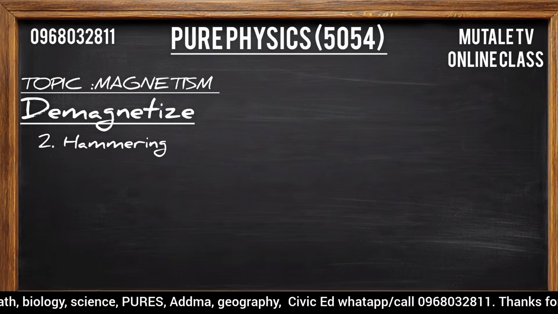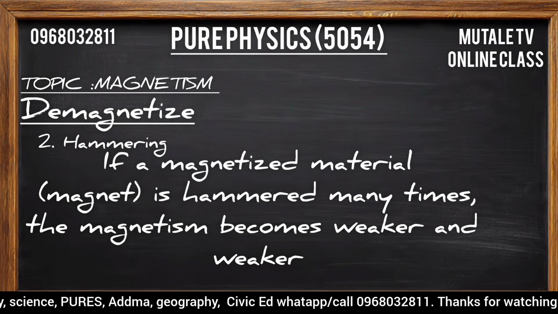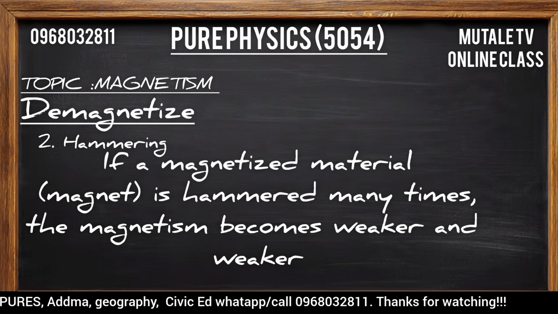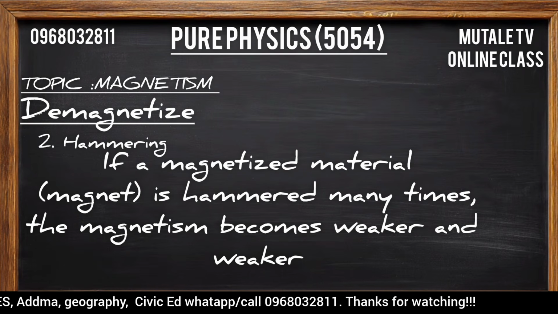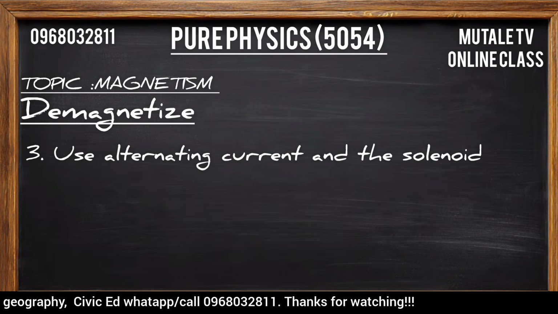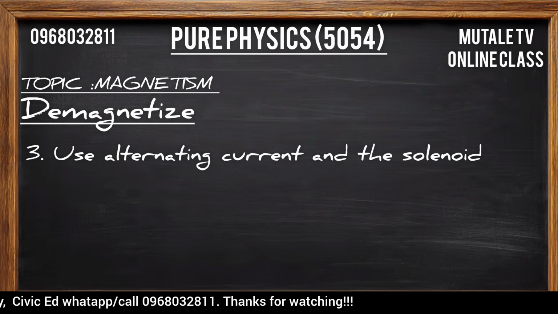Then the other method is what you call hammering. If a magnetic material is hammered many times, the magnetism becomes weaker and weaker. Eventually it becomes demagnetized. Right. Then thirdly is to use an alternating current and the solenoid.